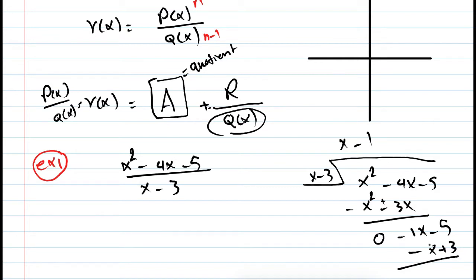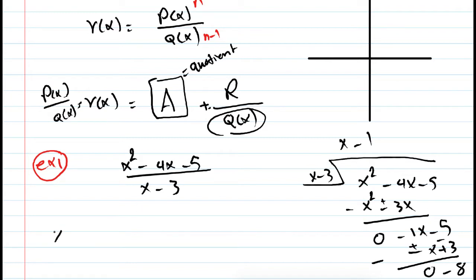Okay, so we're going to subtract those two. This will be positive, this will be negative. So we will have 0 and then minus 8. So minus 8 is the remainder, x minus 1 is the quotient, and x minus 3 is the divisor.